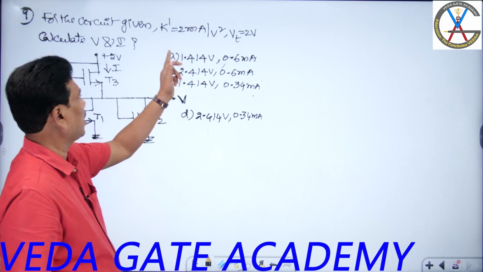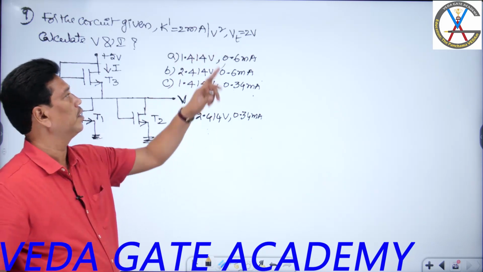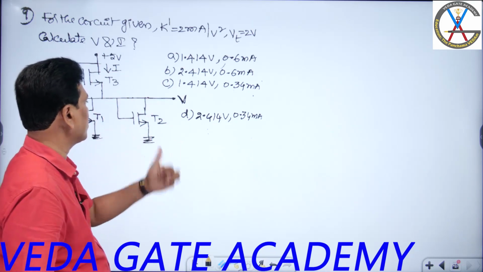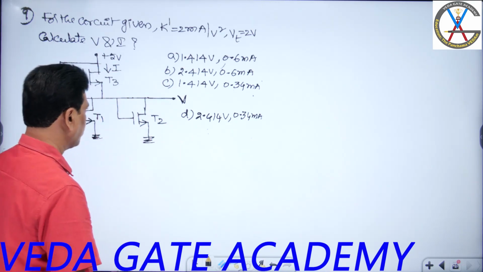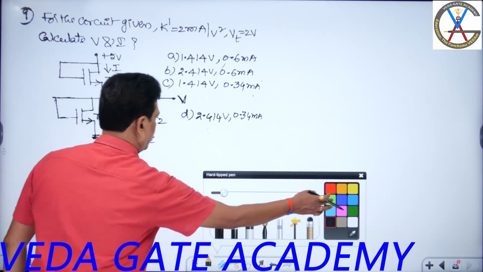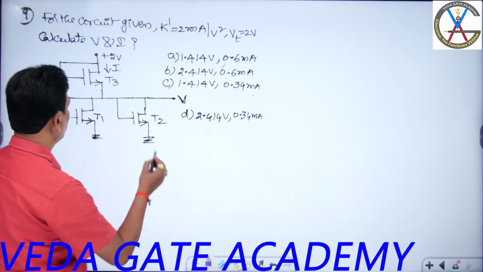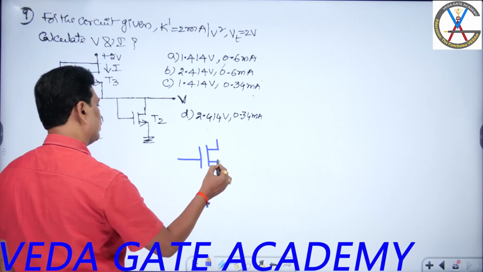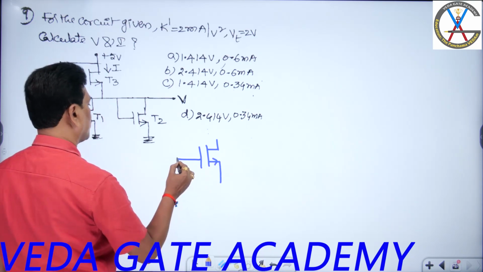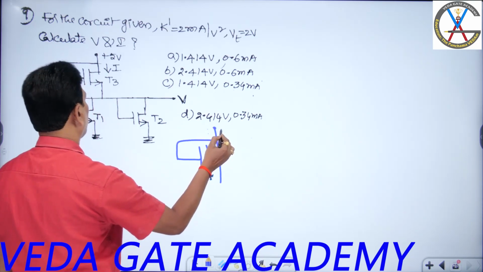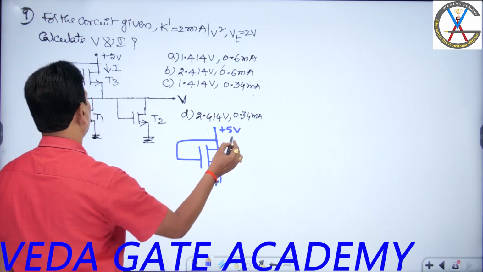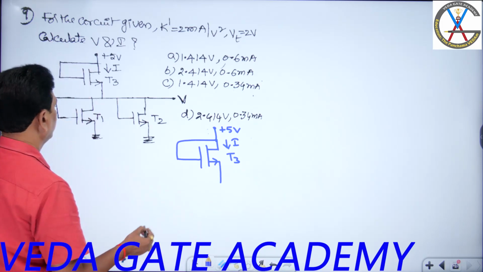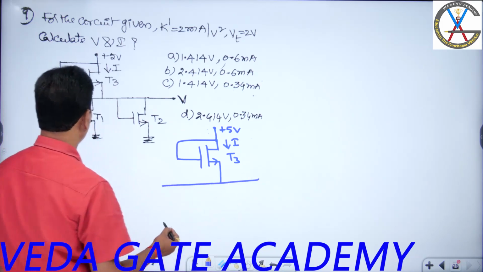For the circuit given, K dash equals 2 milliampere per volt square, Vt equals 2 volt, calculate V and I. This is a circuit of 3 transistors. Can I draw that circuit? This is the top one, connected to the 5 volt supply. Here we are asked I. This is transistor T3. Here 2 transistors are connected.